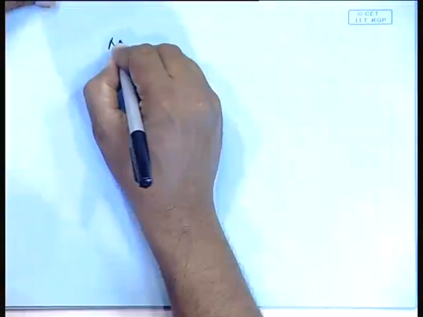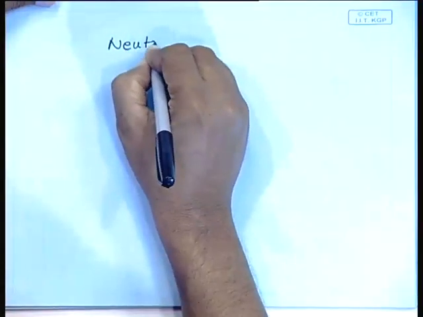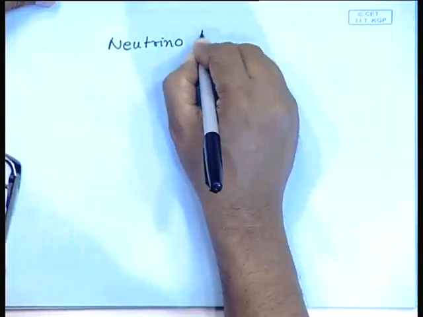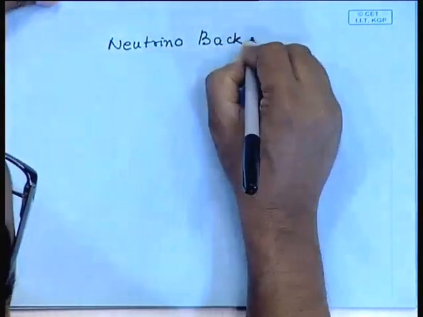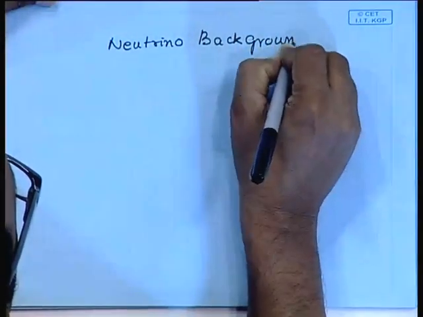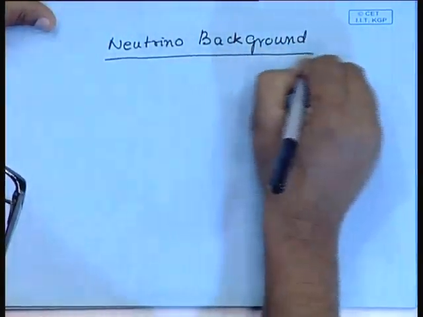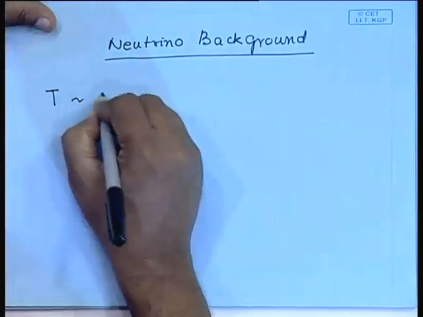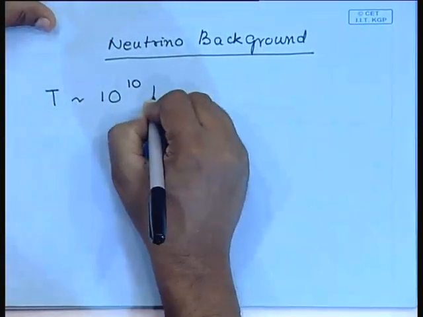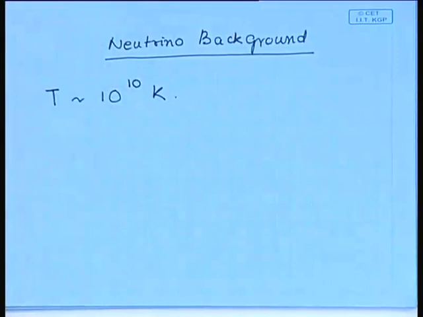In the last class, we were discussing what happens in the universe at temperatures around 10 to the power 10 Kelvin. To get the picture clear, let me just briefly tell you the scenario at this temperature.